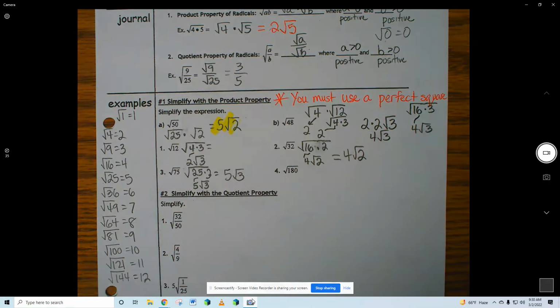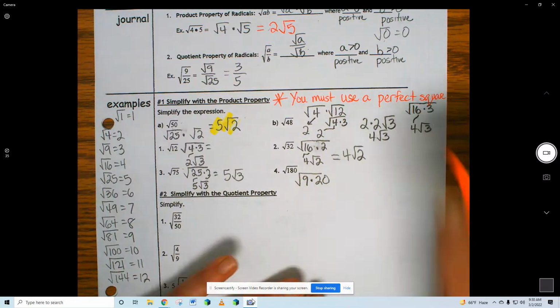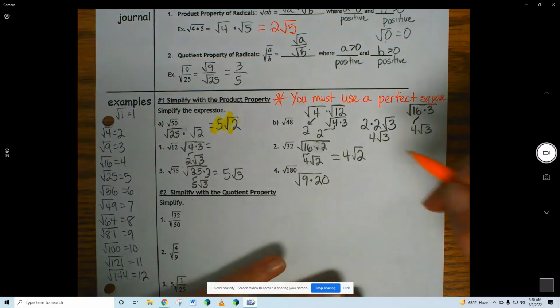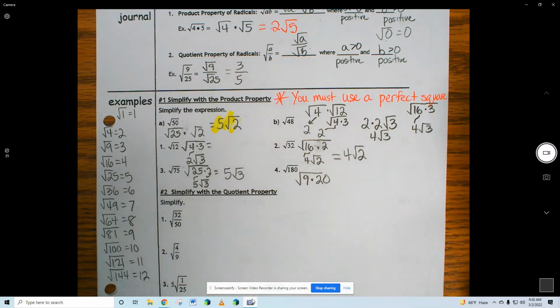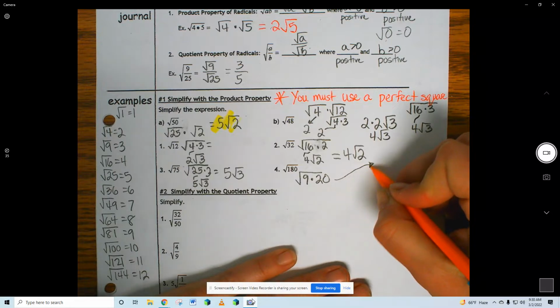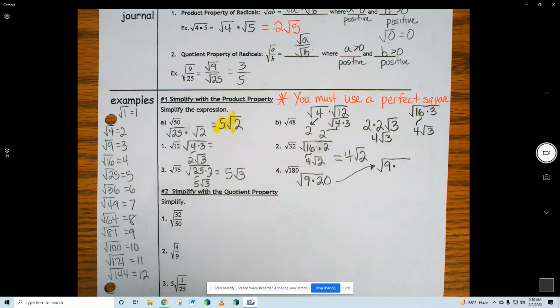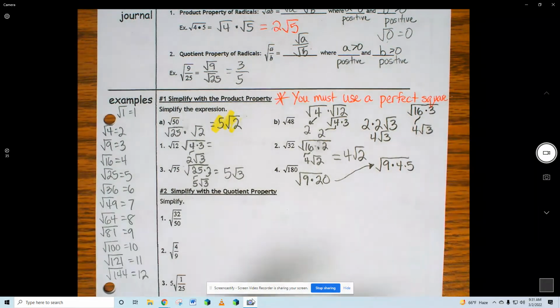So I'm going to do 9 times what, though? Write the square root first. 20, because 9 times 2 is 18. So just add a 0. Okay. 9 times 20. Well, you guys, I can break down 20. 20 is what? What's a perfect square that goes into 20? 4, 9. Do they go into 20? Which one of those? 4 does. So 20 is 4 times 5. 9 times 4 times 5.